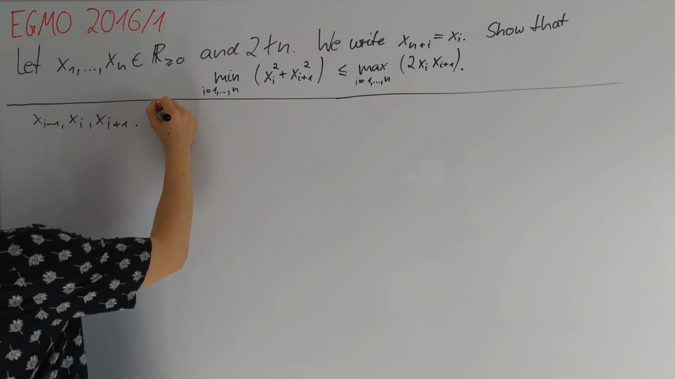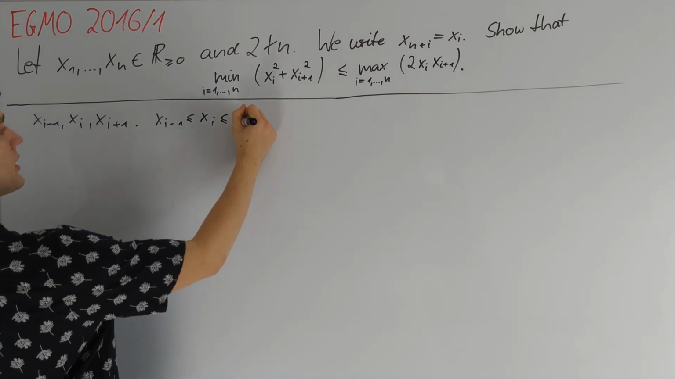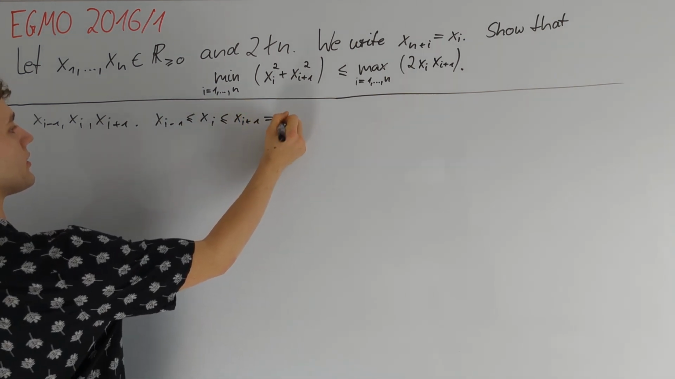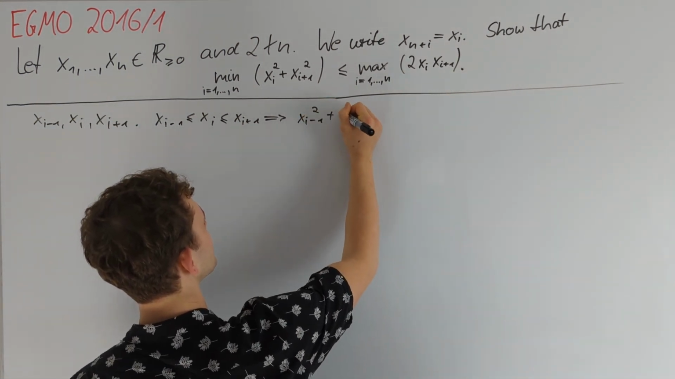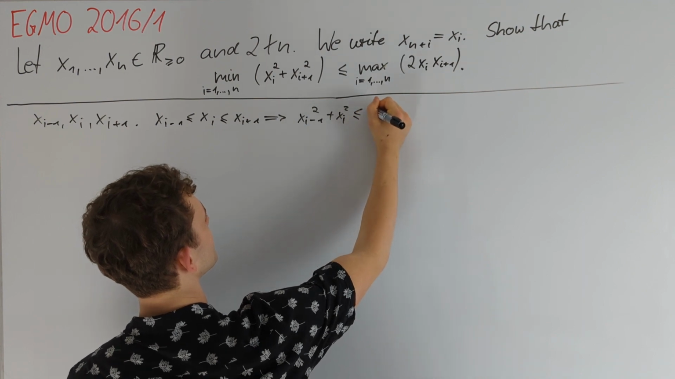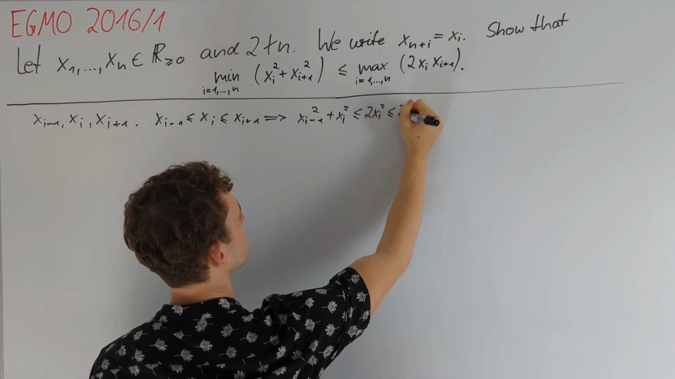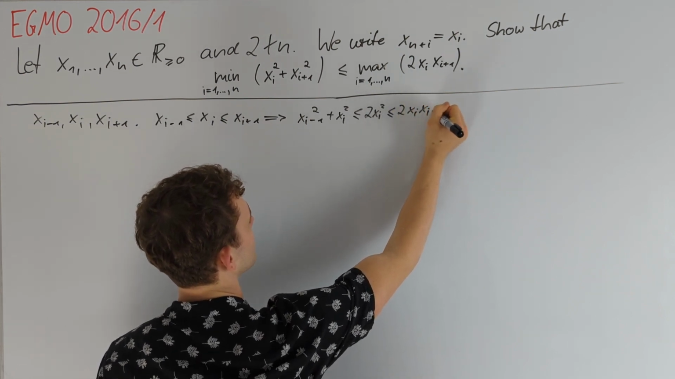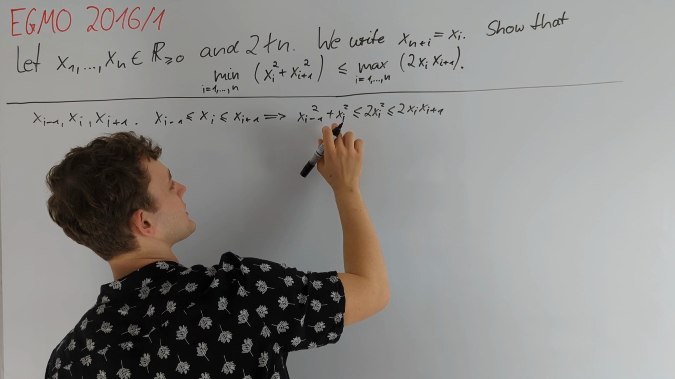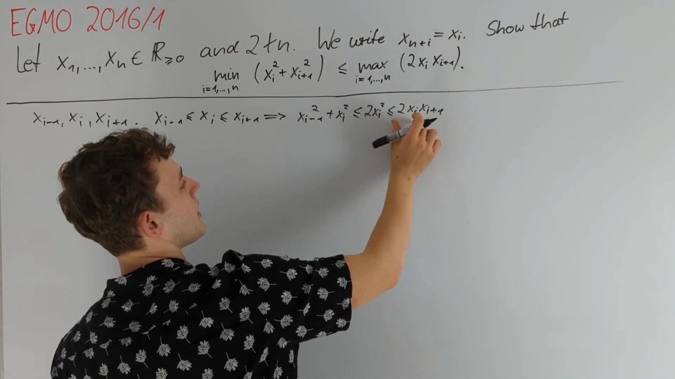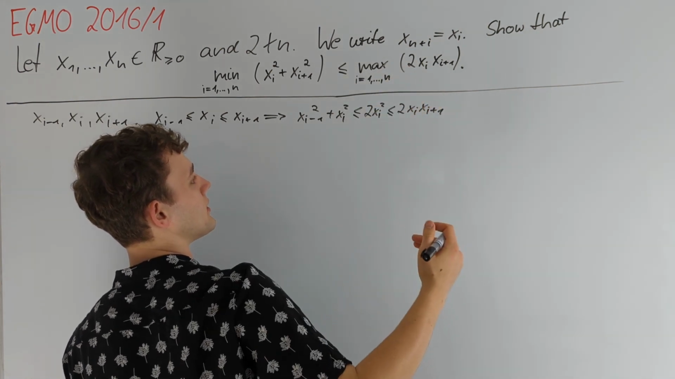So, for instance, if we have x_{i-1} ≤ x_i ≤ x_{i+1}, then we can conclude that x_{i-1}² + x_i² is less than or equal to 2 times x_i², which is in turn less than or equal to 2 times x_i x_{i+1}. From that, we can bound this minimum from above by x_{i-1}² + x_i², which we can again bound by 2x_i x_{i+1}, which is a lower bound for that maximum, and thus we are done in this case.